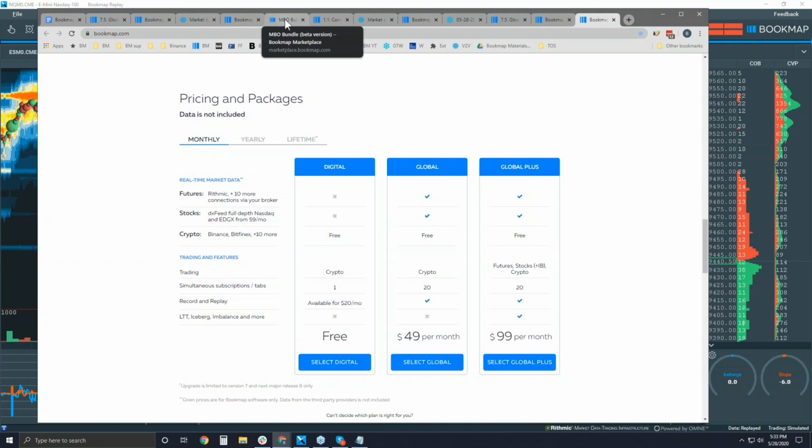Oh, one more thing on the price. If you buy before July 30th, the price will not increase.